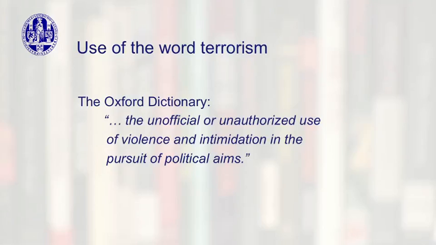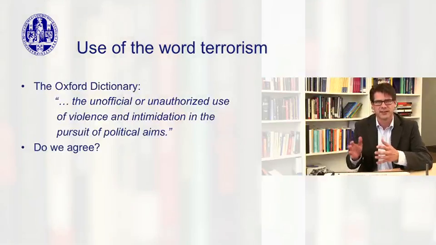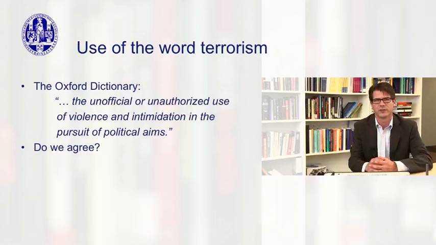Let's go back and have a second look at it. Again, it reads, terrorism is the unofficial or unauthorized use of violence and intimidation in the pursuit of political aims. Do we agree on this definition? I guess not. I think there's no consensus that this definition is the definition of terrorism. And there's also a lack of consensus among scholars, policymakers, politicians, experts. In fact, there's much dispute about how to define the term. Much disagreement also among scholars.